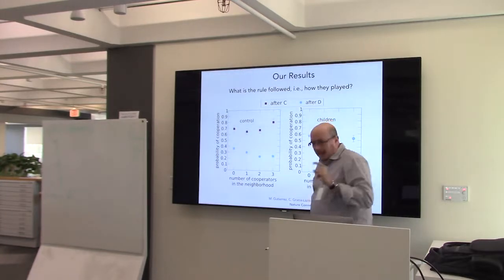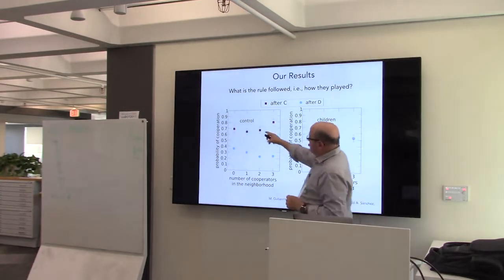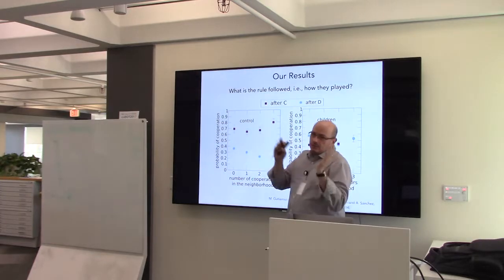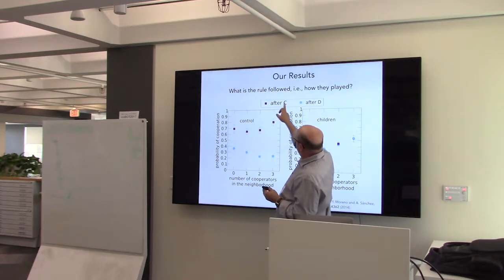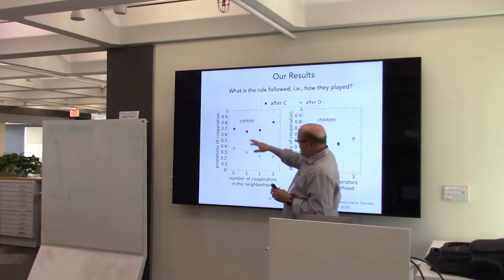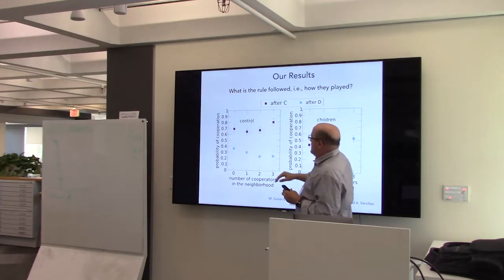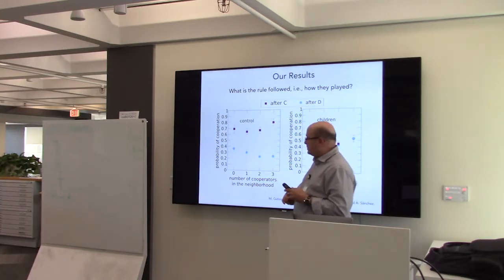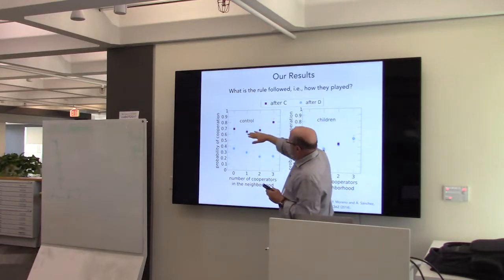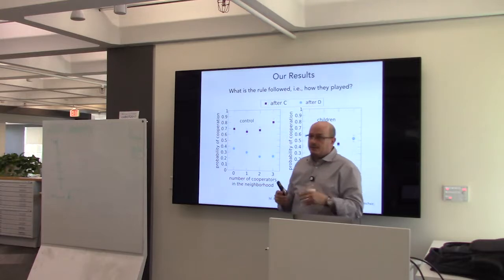So we did an analysis of data, and the reason why the kids behave that way is because they actually don't follow this moody conditional cooperation. This is the control group, but it applies to all the rest of the groups. This is the probability of cooperation after cooperation or after defection. And you see that there are clearly two trends here. When you defect, the probability of cooperation decreases when the number of cooperators in the neighborhood increases, and this increases a little bit after you cooperate.